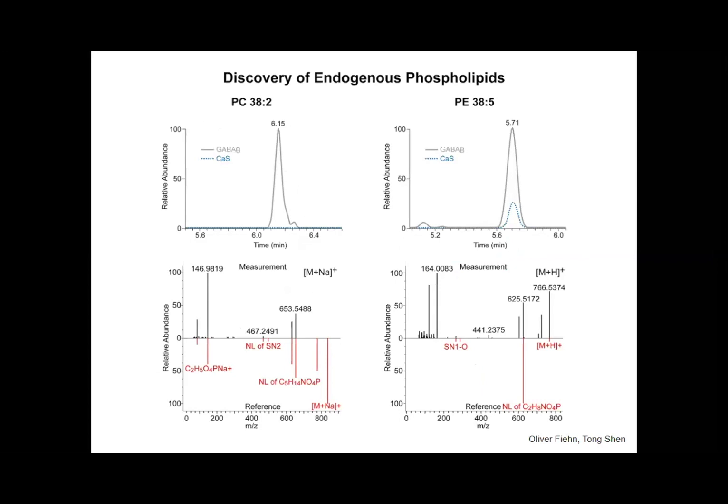Our structure also revealed the presence of novel endogenous phospholipids that are embedded within the TM domains of both GABAB subunits. Our collaborators, Dr. Oliver Fiehn and Dr. Tong Shen from UC Davis, identified these lipids by mass spectrometry using purified calcium sensing receptor as a control. One lipid is a phosphatidylcholine and the other is a phosphatidylethanolamine. And each lipid has a 20 carbon and an 18 carbon fatty acyl chain.